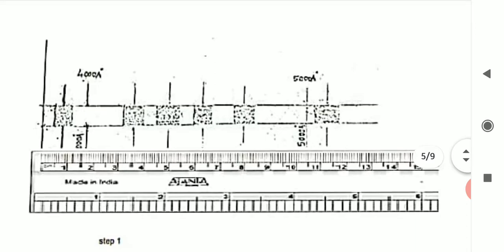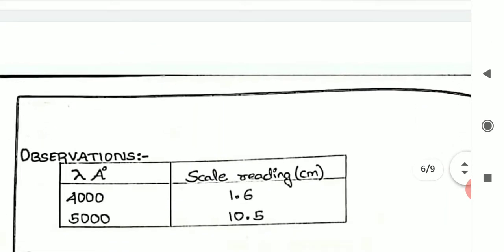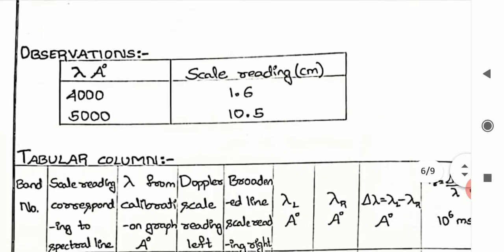Measure the reading from the same straight line, that is the 0 line. That's the reference line for all the readings. So where to write that reading here? See, in the tabular column I showed here, lambda 4000 is 1.6 centimeter. For the 5000, 10.5 centimeter. From the same reference point you have to write, and you have to plot a graph here.